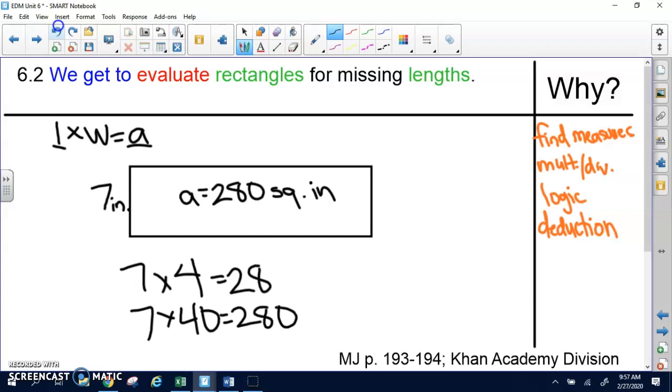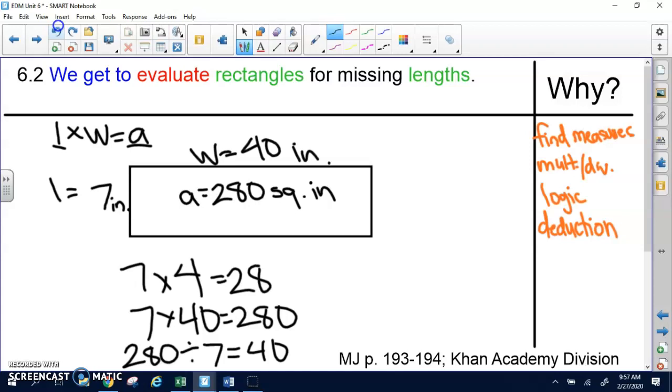And if you were to flip, addition and subtraction are related, kind of in the same ways that multiplication and division are related, and that you can use that commutative property and flip them around. 280 divided by 7 is 40. So the missing length, or the missing width, I could say length equals 7. You're going to be looking for the missing width. The missing width would be 40 inches. Okay.